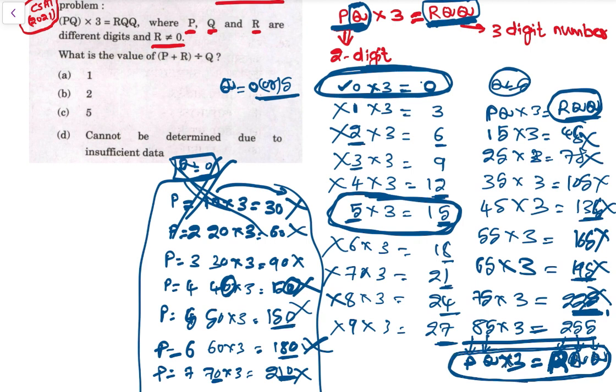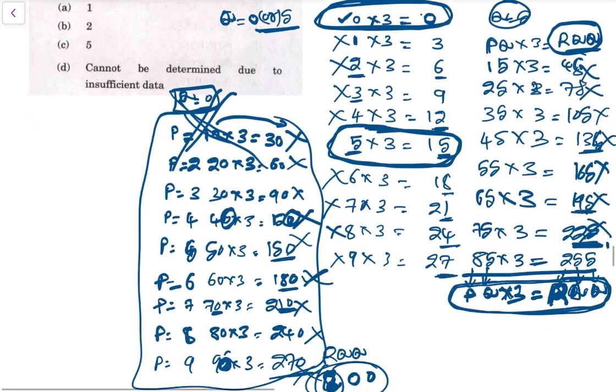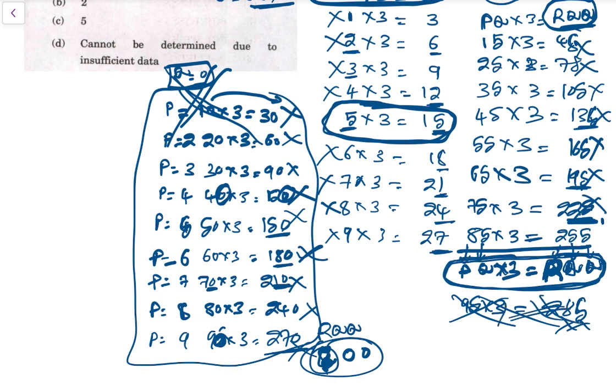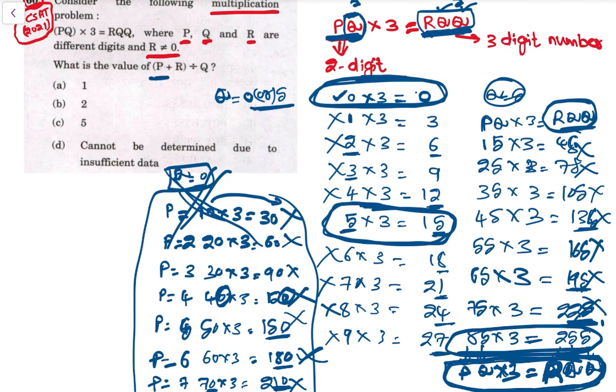So this is the case, right? And again, check 95 also. 95 into 3 is 285. So here also Q is not equal, so this case will also be cut. So PQ into 3 gives RQQ in this form. From this we got the values. So the value of P plus R divided by Q.